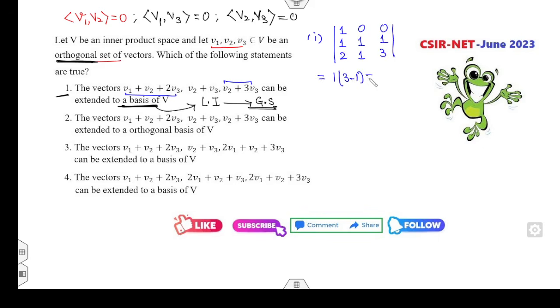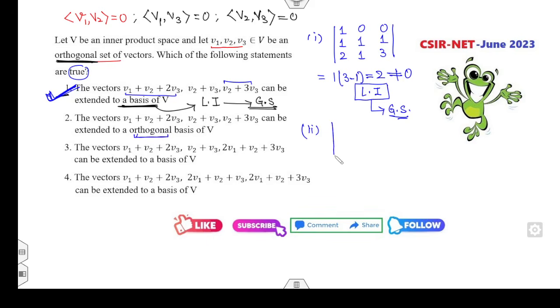3 minus 1 which is 2 is a non-zero. Therefore they are Li, and once the vectors are Li, you can extend them to the basis of the V by using the Gram-Schmidt process. So which of the following statements are true? Yes, first option is the correct option. Look at the second one. Can be extended to the orthogonal.